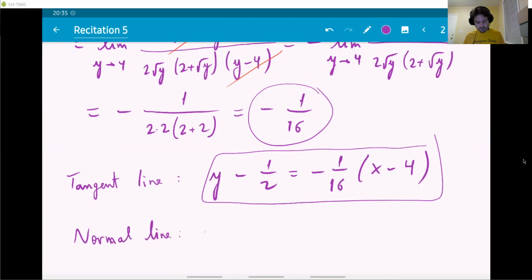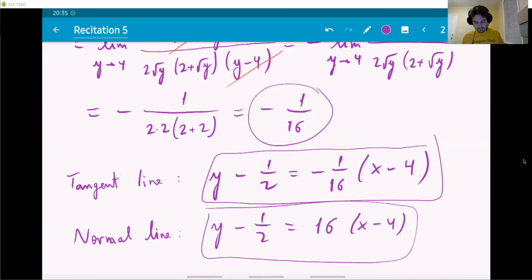Normal line, the only difference between this and the other line is the slope. The slope of the normal line will be, you just take this minus 1 over 16 here, find the reciprocal, and also the opposite, the minus becomes a plus, so it's 16 times x minus 4. That was item A.